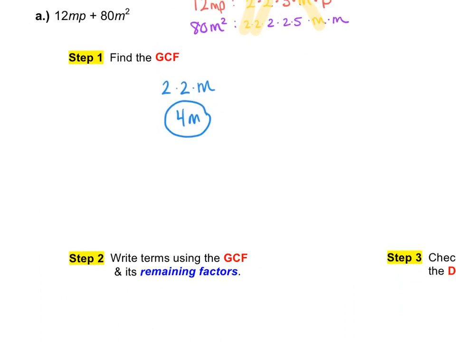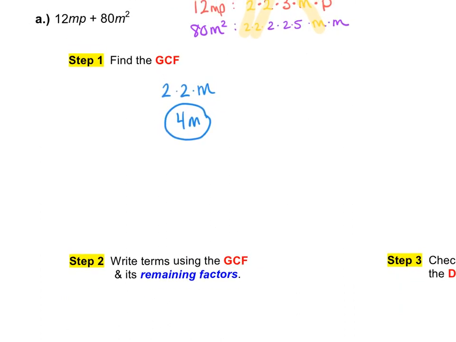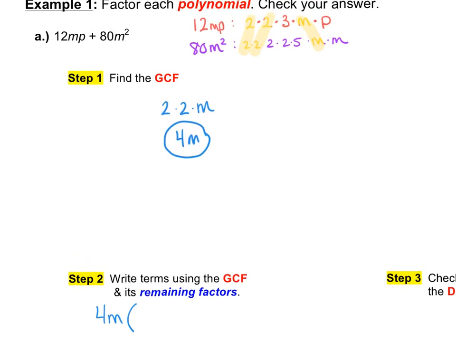After you find the GCF, you write that on the outside, 4m, and you put the remaining factors on the inside. So from the 12mp, if I look back at my work, I had a 3 left over and a p. So that would go first, 3p plus, and from the 80m squared, I had a 2 times 2 times 5 times m. Well, 2 times 2 is 4, times 5 is 20, times m. So I had 20m left over.